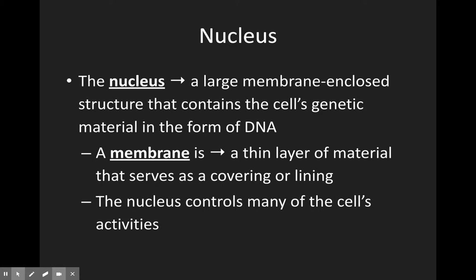A membrane is a thin layer of material that serves as a covering or lining. So basically, the nucleus has a membrane, that thin layer of material that serves as a cover or lining, and that nucleus holds the DNA. So the nucleus controls many of the cell's activities. So you'll hear the nucleus sometimes referred to as the brain of the cell because it controls many of the cell's activities, just like the brain controls many of our body's activities.